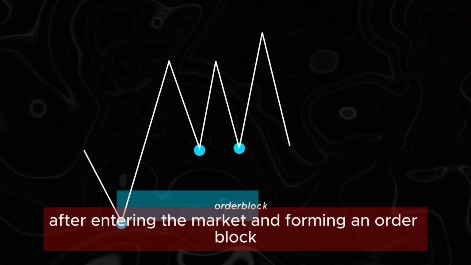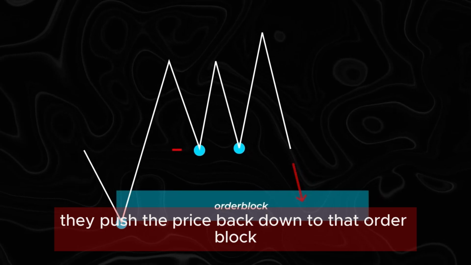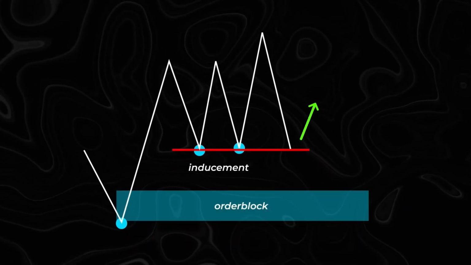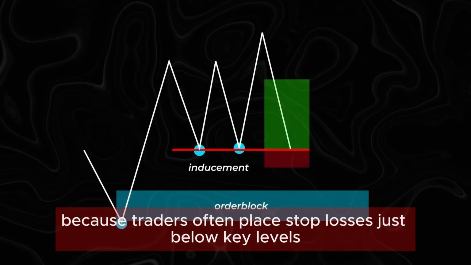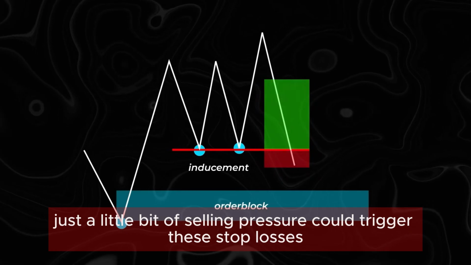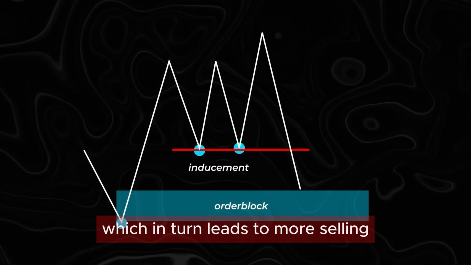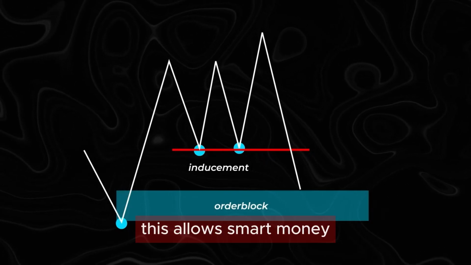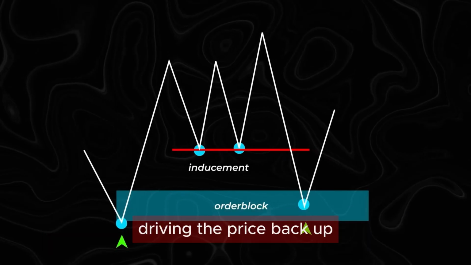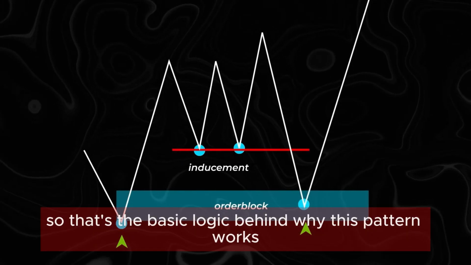After entering the market and forming an order block, they push the price back down to that order block by trapping traders who bought at inducement levels expecting a bounce. This is effective because traders often place stop losses just below key levels, meaning just a little bit of selling pressure could trigger these stop losses, which in turn leads to more selling. This allows smart money, which entered at the previous order block, to re-enter at that price, driving the price back up. So, that's the basic logic behind why this pattern works.